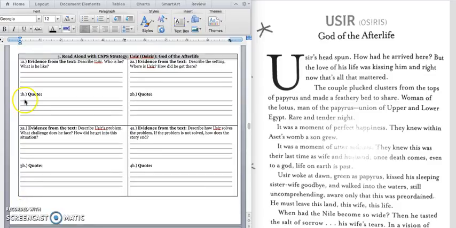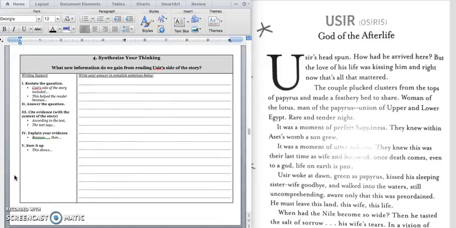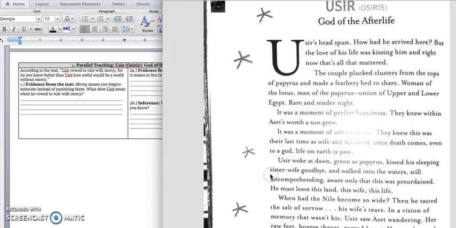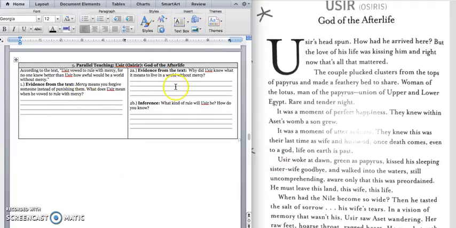All right, we did our CSPS strategy in parallel teaching, and you guys did the paragraph for homework. And so now we're going to look at this first part of parallel teaching, okay? But before we can get to these questions, we need to think about what's happened so far in our story. And you can go back and refresh your memory of the CSPS. But we know that our story begins when Usir wakes up because Aset is kissing him back to life.